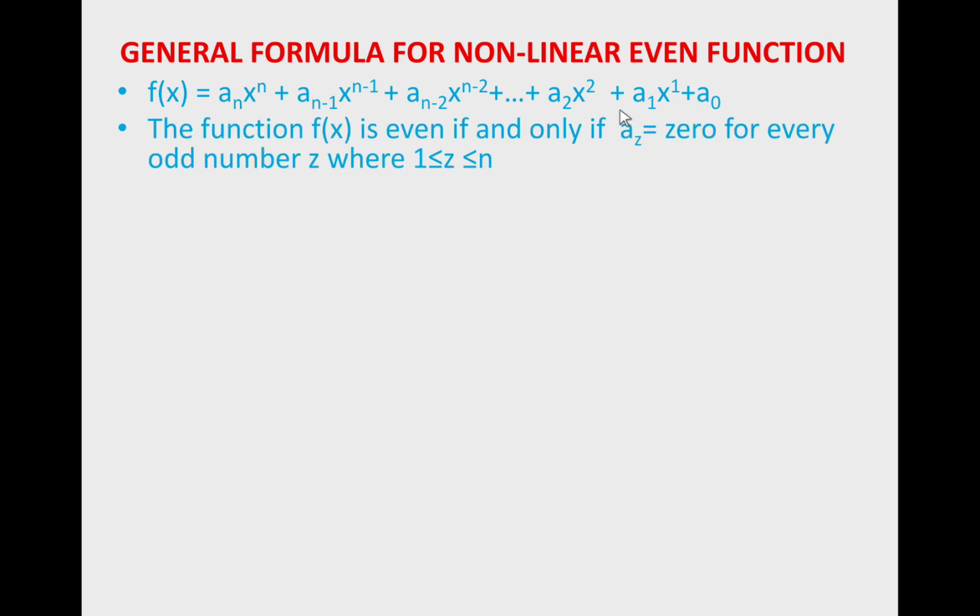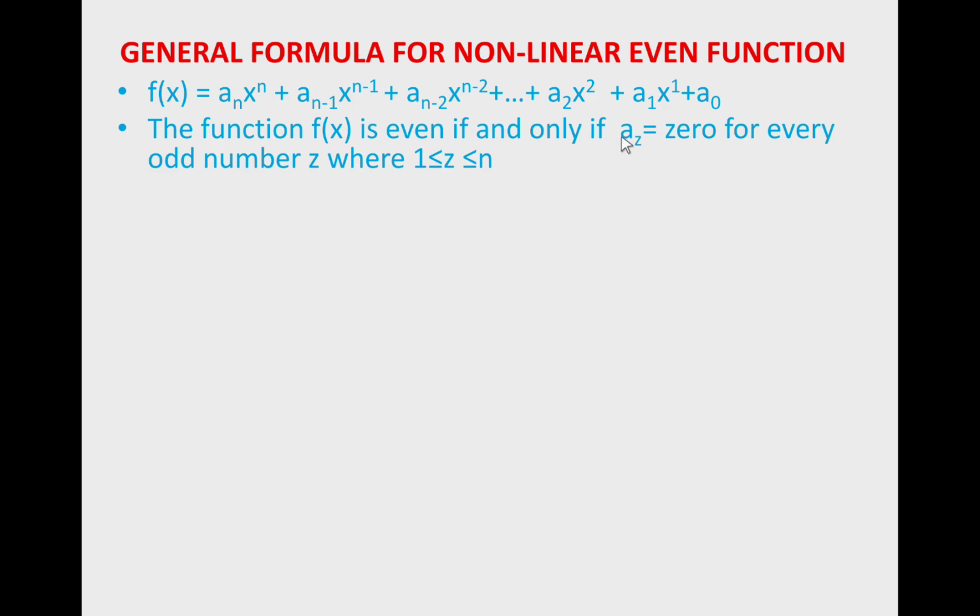Here is our statement. The function f of x, which is this function, is even if and only if a sub z equals 0 for every odd number z, where z is between 1 and n, both of them included. What does that mean? We have the coefficient of x to the power n, which is a sub n. So a sub z is a coefficient.